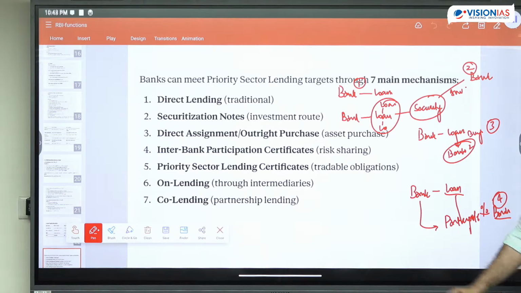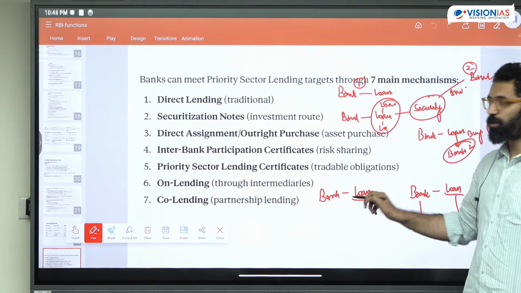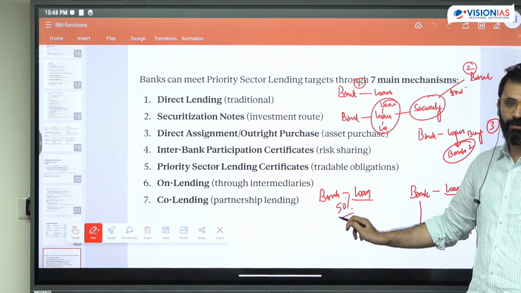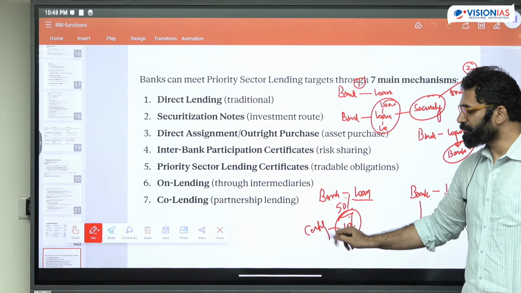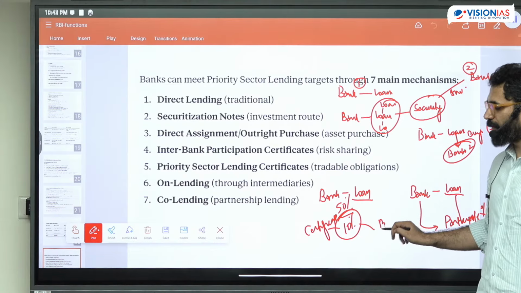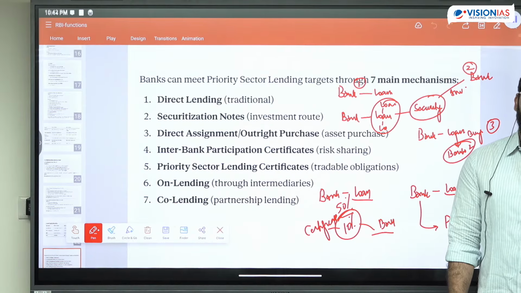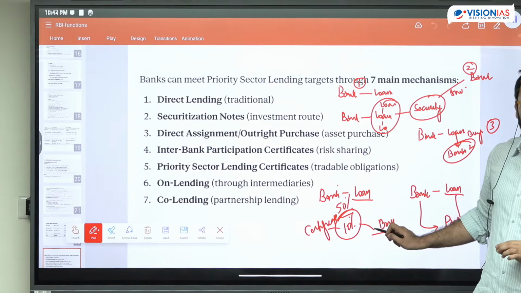What happens in a priority sector lending certificate? A bank has made loans and they have crossed their target. They have made 50% priority sector loans. The extra 10%, they can issue as a certificate which can be bought by another bank. In this case, I am only buying the PSL loan target. I am not buying the loan. That means the underlying loan does not come to me.